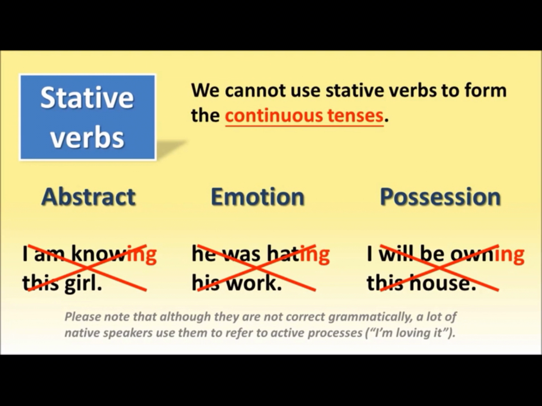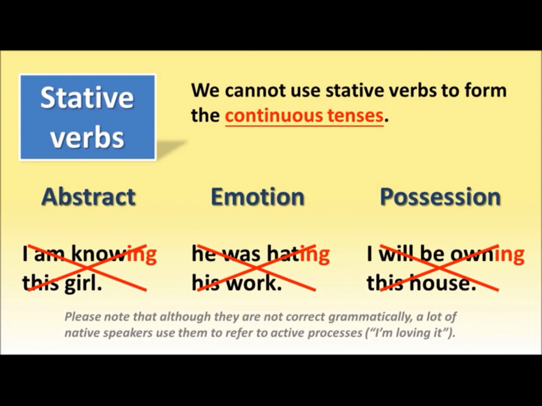Please note that although they are not correct grammatically, a lot of native speakers use them to prefer an active process. And the most common one, they say, I'm loving it. I sometimes say that, even though grammatically it's wrong. But native speakers understand each other when they say it. Like the commercial McDonald's, I'm loving it. It's wrong grammatically, but you know what the difference is. You say I love it. We cannot say I'm loving it, because we cannot add continuous ing to love.